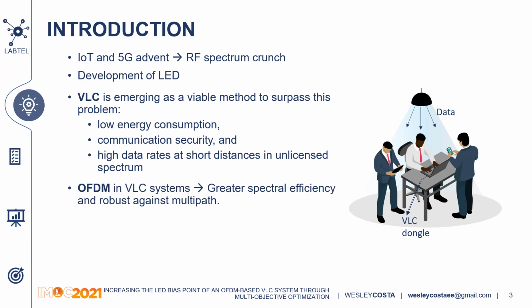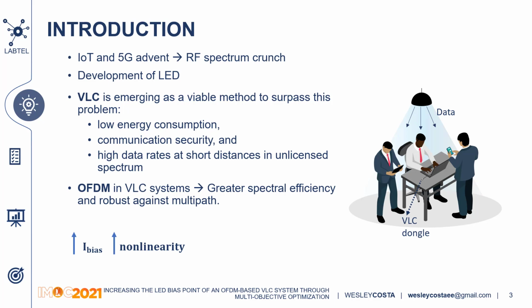We can increase the VLC performance by adding orthogonal frequency division multiplexing, also called OFDM. With that multicarrier modulation, we can increase the spectral efficiency and add robustness against multipath phenomena that also affect VLC systems.